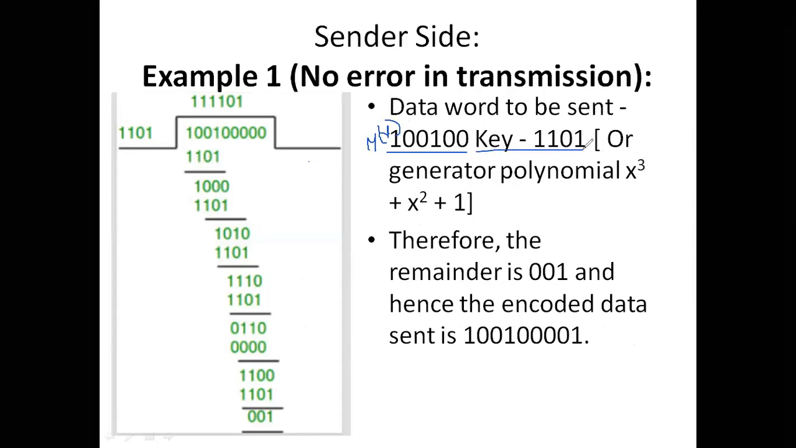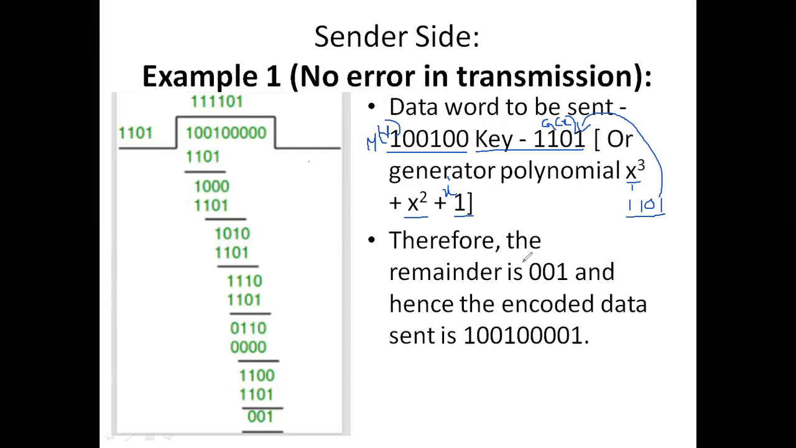And what is the key value? Here it is x cube plus x square plus 1. That means x cube is present, x square is present, but x, that is x power 1, is missing, so we put 0 there, and the constant 1 is there, so we put 1. So 1101 is the key value. That is the generator polynomial, which we consider as g of x.